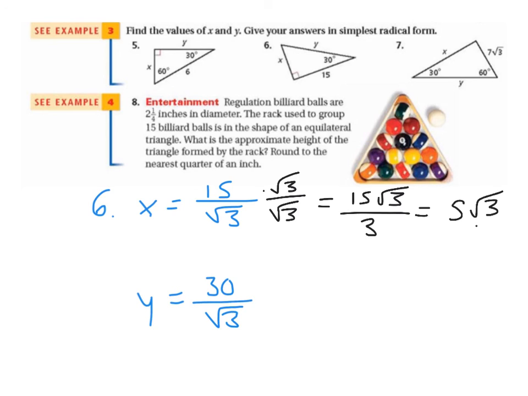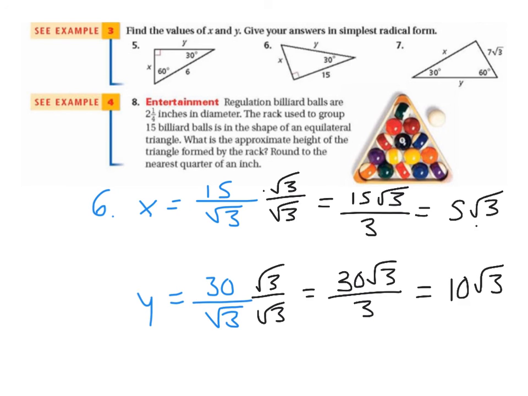Okay, and let's look at y. What do we need to do first? Times it by square root 3 over square root 3. What do we get on the top? 30 square root 3. And what do we get on the bottom? 3. What does it simplify to? 10 square root 3. So these are our answers for number 6 in simplest radical form.